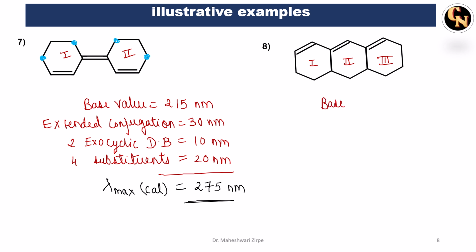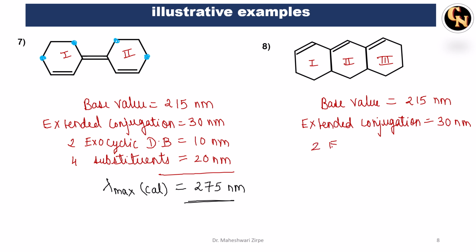The base value is... these numericals are very easy to solve. 215 is the base value. Extended conjugation, students, how many are there? There is an extended conjugation, so we are going to add 30 nanometer. Then there are two exocyclic double bonds, so it comes out to be 5 into 2 is 10 nanometer.